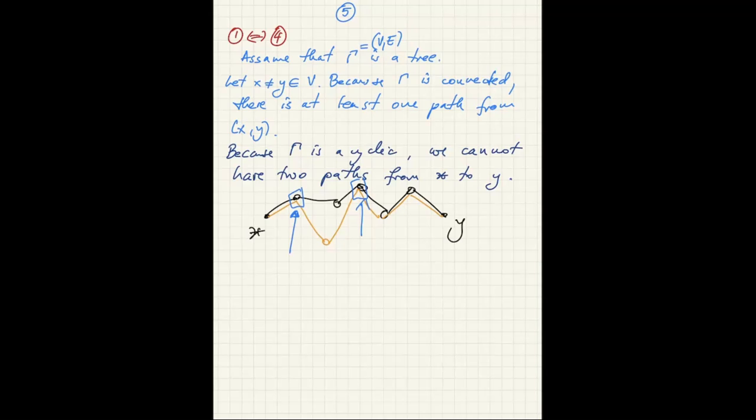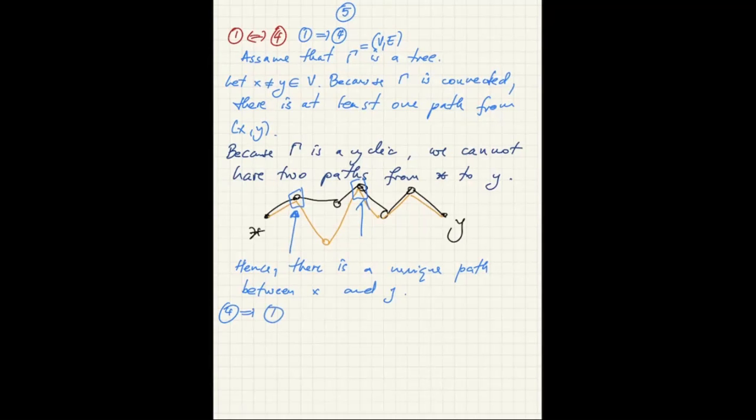Okay. So that's the argument showing that you have at least one path, but you cannot have two or more paths between X and Y. So hence, there is a unique path between X and Y. Okay. Now this is the argument for 1 implies 4. And now let's quickly do 4 implies 1.